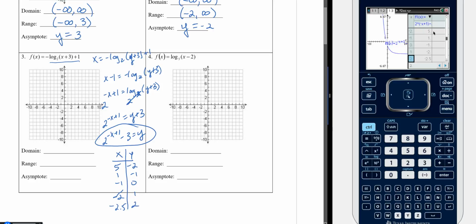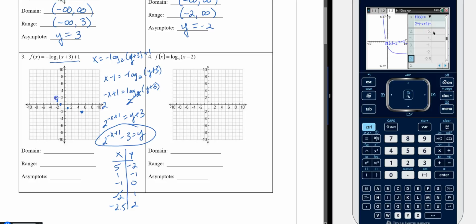And the reason we do this is just so we have better values to graph. So 5, -2, 1, -1, -1, 0, -2, 1, and -2.5, 2.